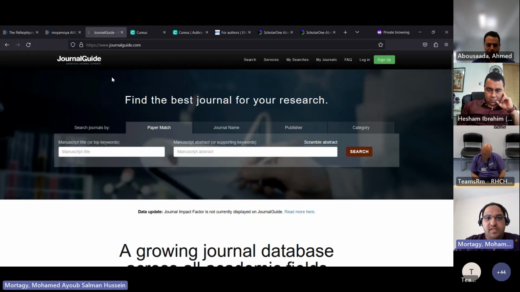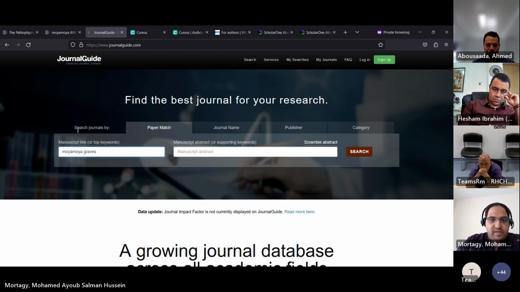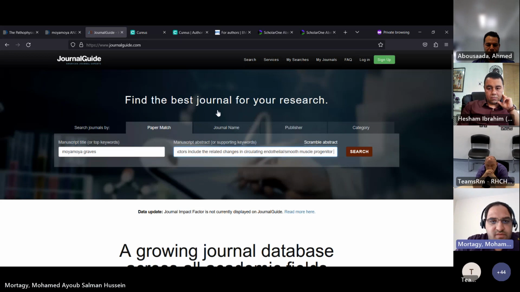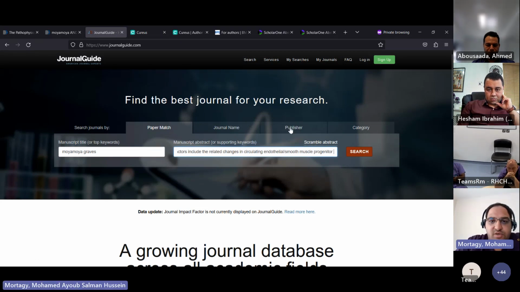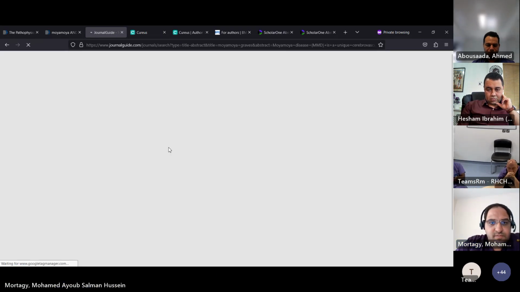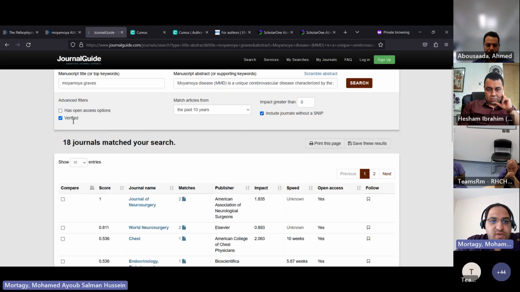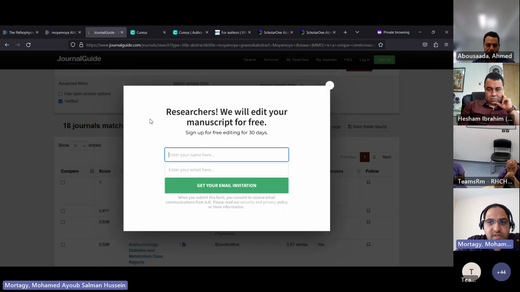And then you go to Journal Guide, that's a website. In your manuscript title, just write the keywords like Moya, and Graves. And then in the abstract, just copy paste your abstract that you've done, the summary of your case report, or even the whole case report, and then click search. So it gives you like 18 journals that could accept your article.